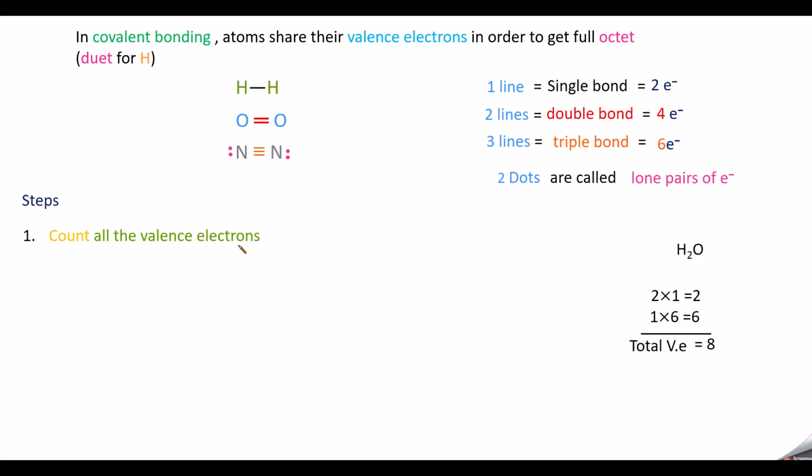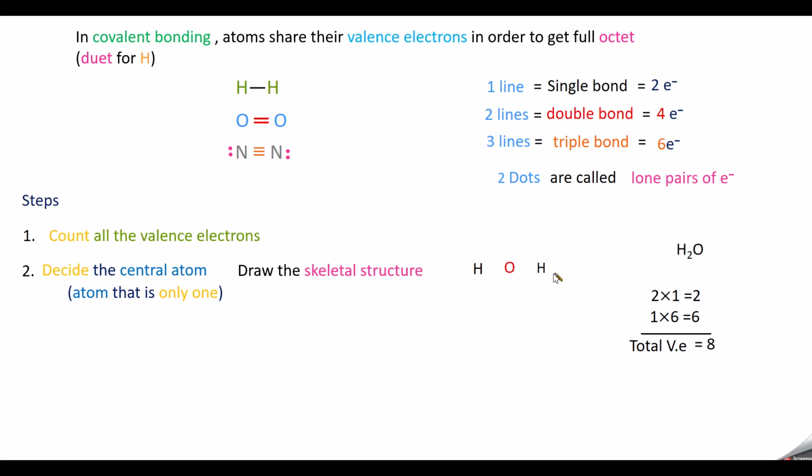Now next you have to select the central atom. The atom which is present only one time can be taken as the central atom. For example, here in water, 2 hydrogens are there, but oxygen is only one. So that can be taken as the central atom. Then you have to draw the skeletal structure. That means 2 hydrogens should be written on the sides of the central atom oxygen. Then you have to draw the single bond between atoms. So hydrogen, single bond oxygen, then single bond hydrogen.